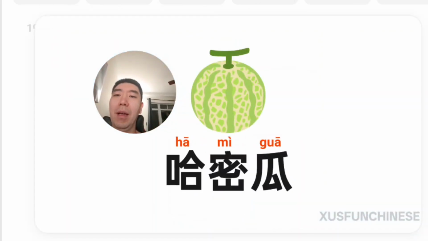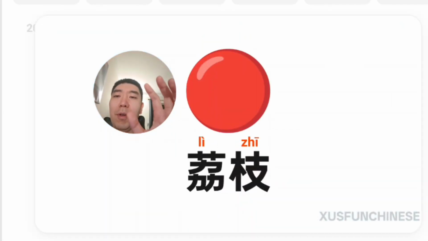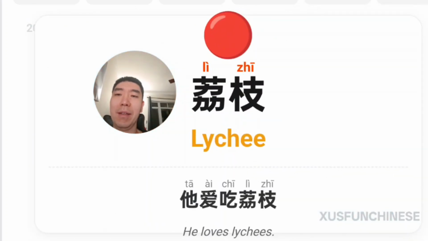哈密瓜。Hamigua again, the melon called Hami. Hami is a location in the Xinjiang area, so it's just a melon from that area. 这瓜很甜哦。Yeah, it's very sweet for sure. 荔枝。Sorry for the picture. Lizhi is such a famous fruit in China because it's tightly related to a famous emperor and the empress who enjoyed eating lizhi, so they sent the lizhi from the south part of Guangdong all the way to Chang'an 1,000 years ago. 他爱吃荔枝。But lizhi is now, I think, known by everyone. It used to be that only East Asians understood what the fruit is.